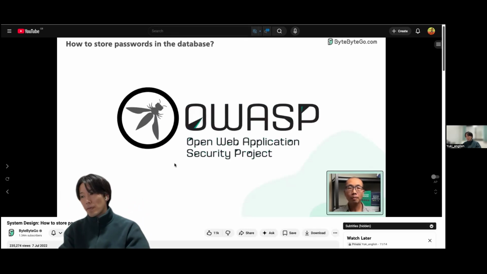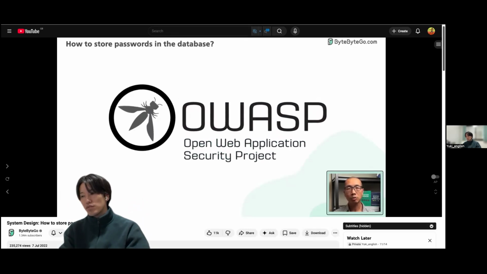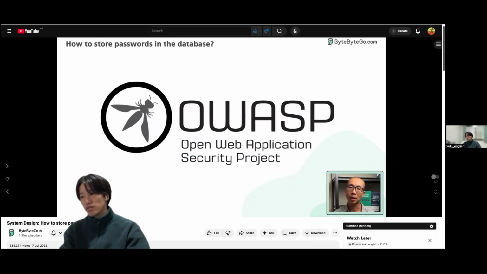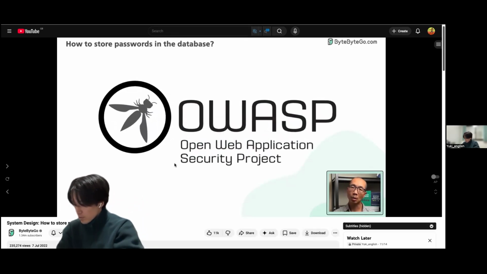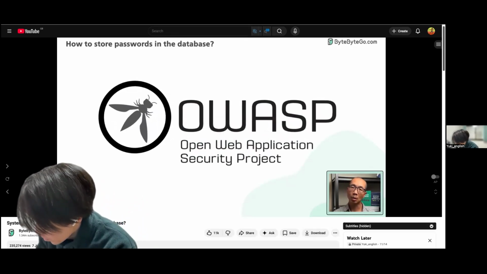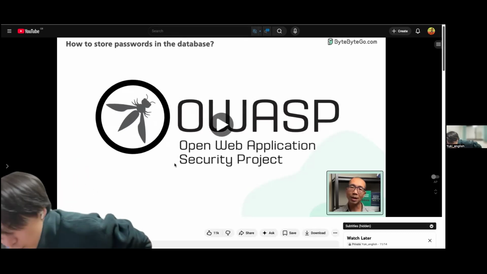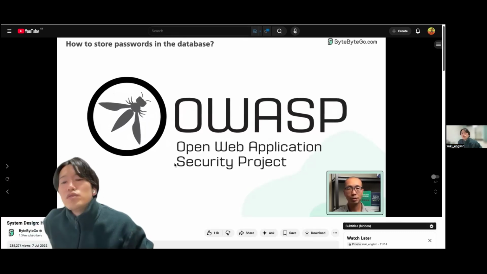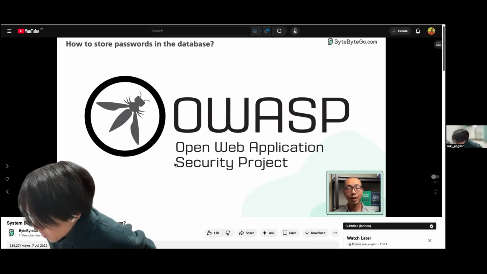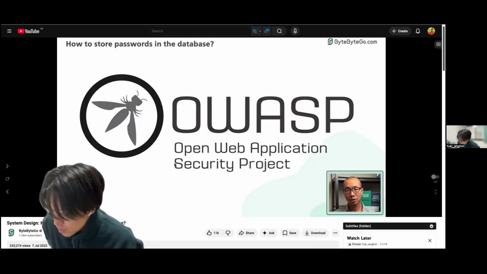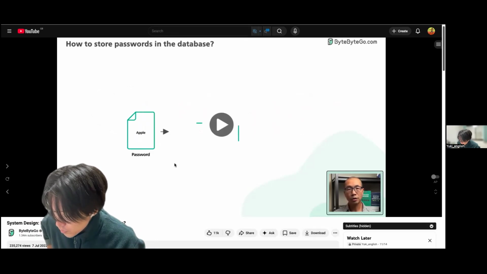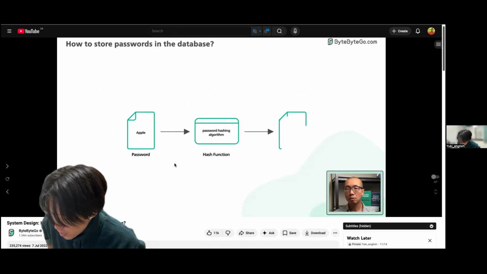The Open Web Application Security Project, also known as OWASP, provided some guidelines on how to store passwords. Here are the recommendations. First, use a modern hashing algorithm.